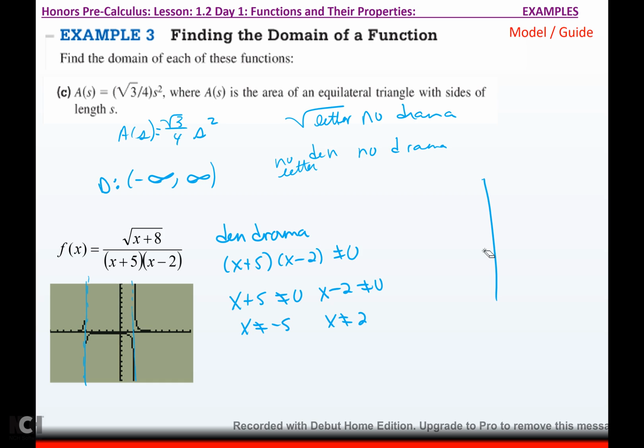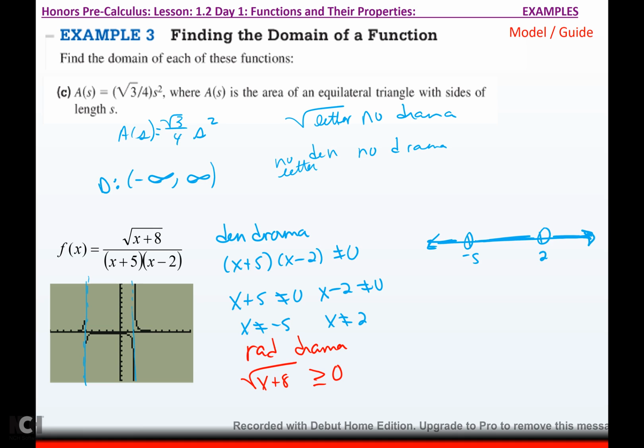So on a number line, -5 is going to have a hole and +2 is going to have a hole, but all the other x's are more than welcome to come. So there's my denominator drama. Now I have my radical drama, which says, Mr. Radical, you must always stay positive. So solve square, square. I get x plus 8 greater than or equal to 0, so x has to be greater than or equal to -8. So that would be down here, start and go to the right.